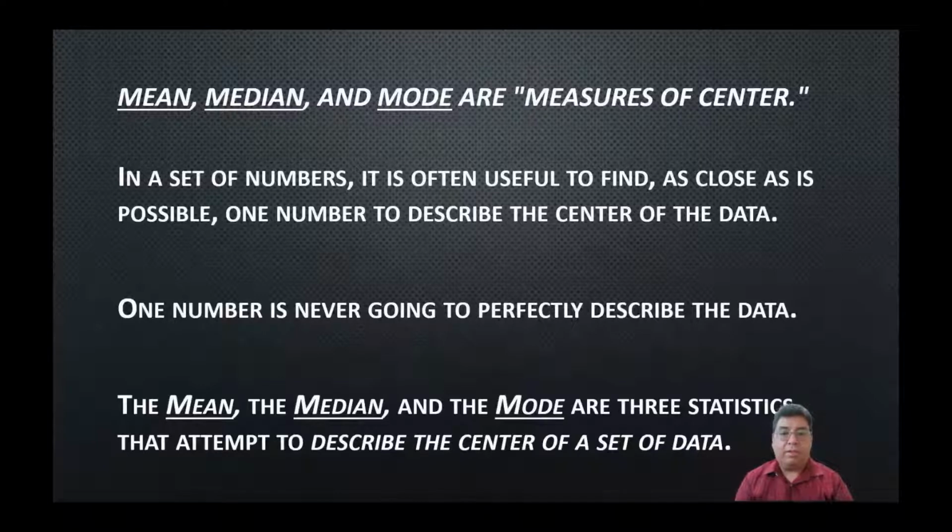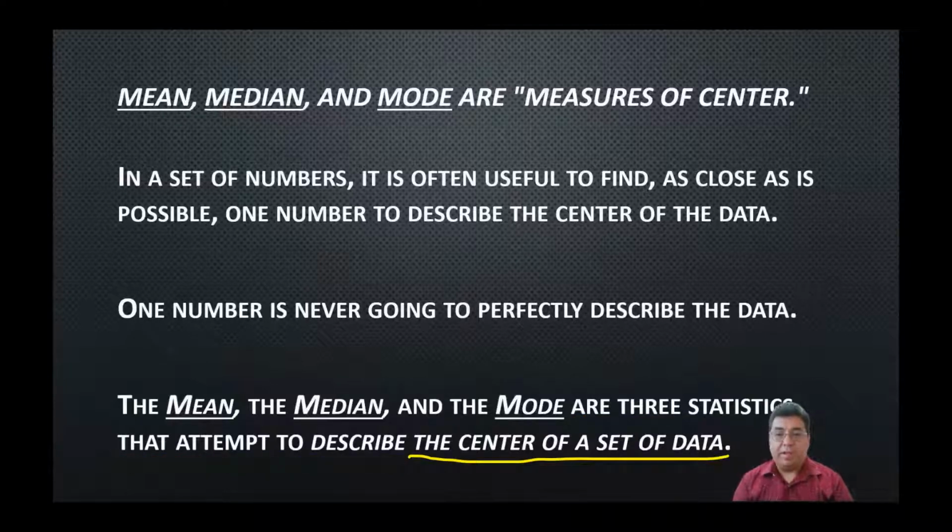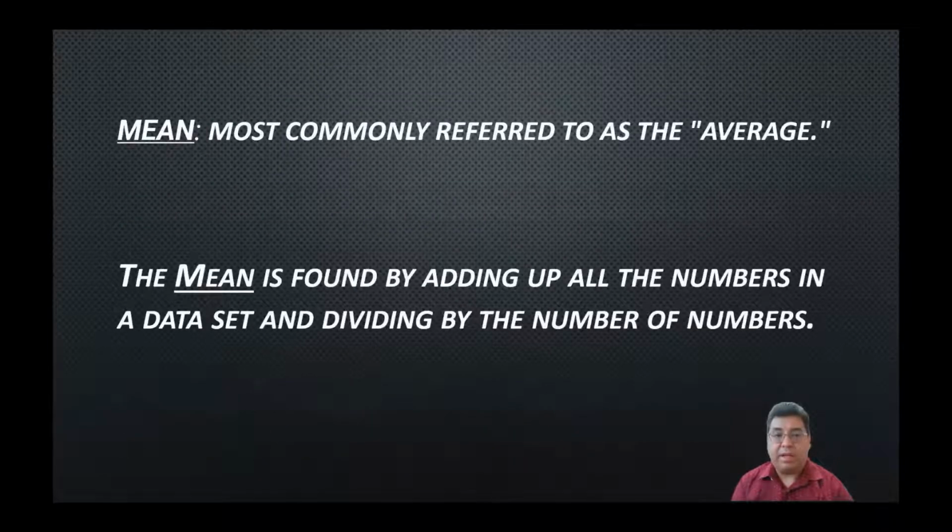So again, if you're wondering what mean, median, and mode are, they are measures of center. In a set of numbers, it is often useful to find, as close as is possible, one number to describe the center of the data. One number is never going to perfectly describe the data. The mean, median, and the mode are three statistics that attempt to describe the center of the data. Let's go ahead and take a closer look at those now.